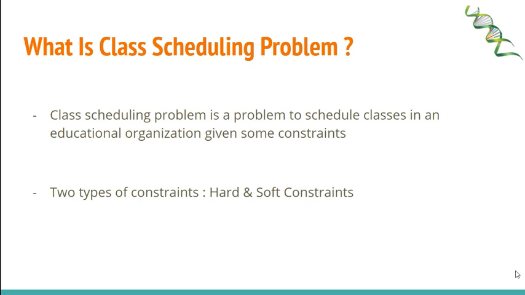Soft constraints are the constraints that should ideally not be avoided, but can be ignored without making the scheduling impossible. For example, students or professors don't want to have a class at a specific time of the day. Let's say in the late evenings or late mornings.